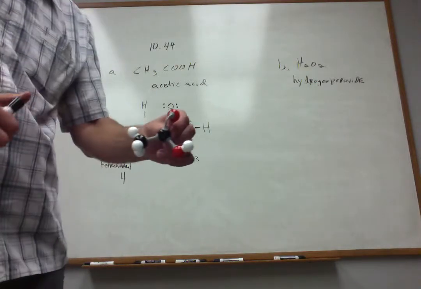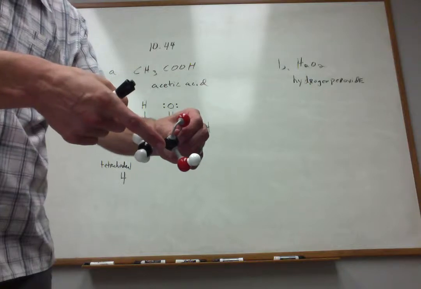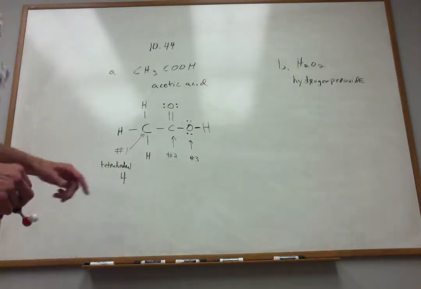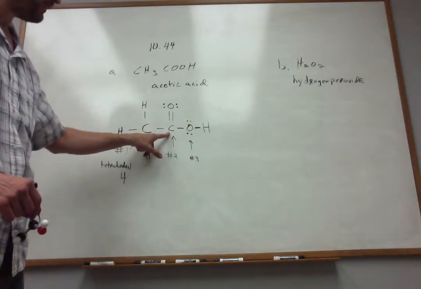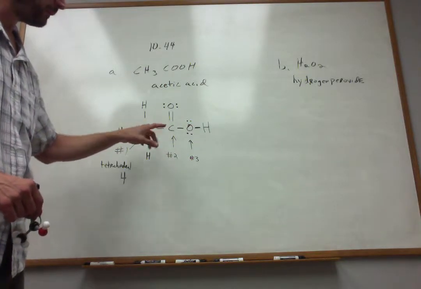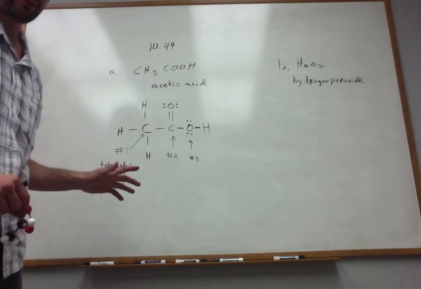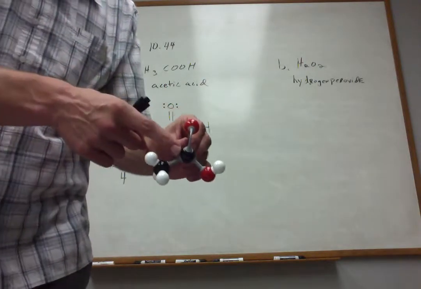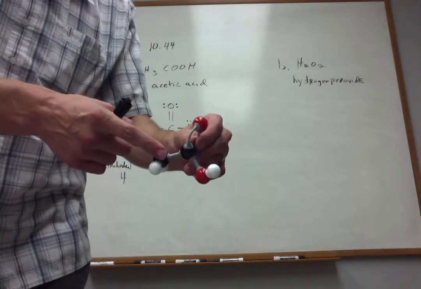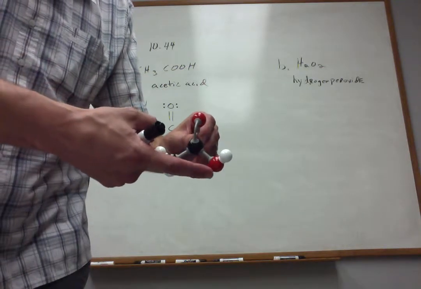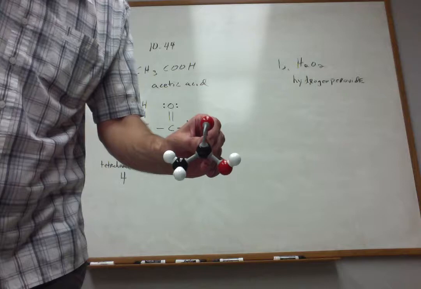sp3 hybridized. Now, what about the second central atom, this carbon right here? Well, look at my Lewis dot structure. Give me some guidance. How many regions of electron density? 1, 2, 3. They're all bonds. There's 0 lone pairs. 3 bonding regions, 0 lone pairs. That's also reflected in my molecular structure here. I've got my double bond up here on the top to the oxygen, single bond to this oxygen, a single bond down here to this carbon. So what shape is that?